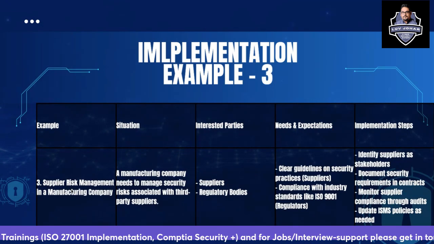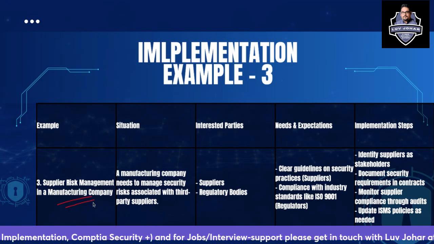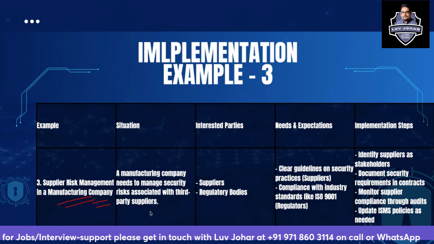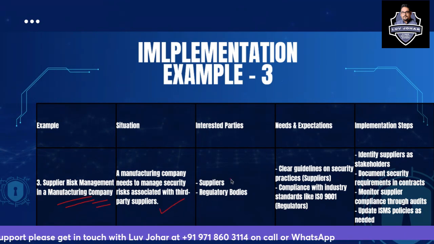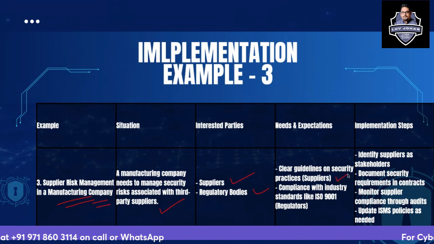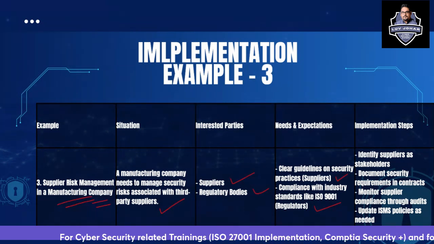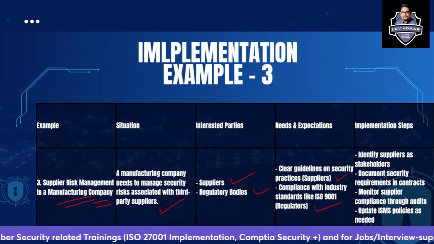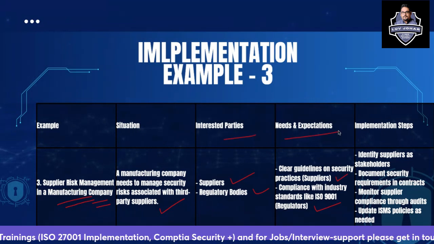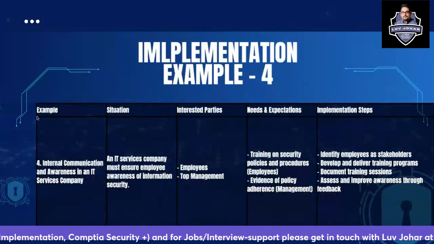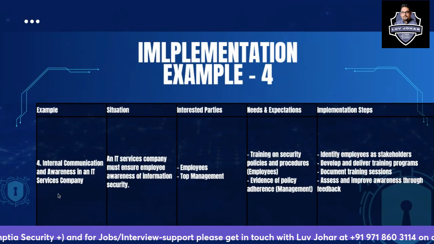Now after that, we have supplier risk management in a manufacturing company. Again a new case study. A manufacturing company needs to manage security risks associated with third party suppliers. So again, suppliers and regulatory bodies are there. Clear guidelines on security practices are among the needs and expectations of suppliers. Compliance with industry standards like ISO 9001 is a clear requirement from the regulatory standpoint. Again, you must be getting some idea now of what the interested parties are in this case and what the needs and expectations are, right? After that, you have internal communication and awareness in an IT service company.